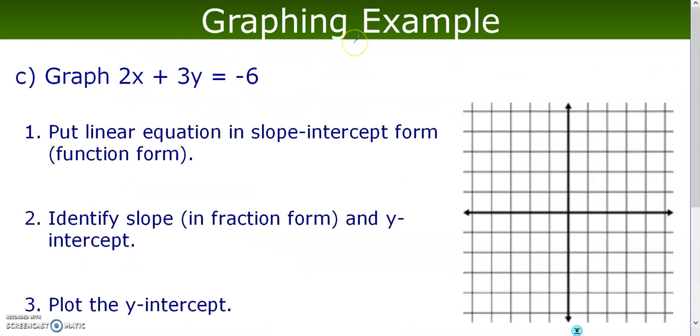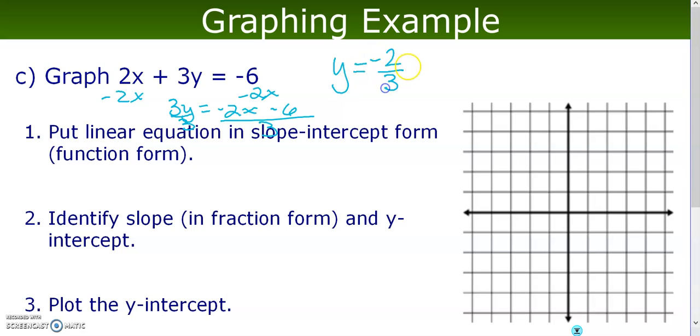All right, let's take a look at this one. We're going to subtract 2x on both sides. Get 3y equals negative 2x minus 6. And then we have to divide by 3 everywhere, and I don't have the room. I'm going to put it up here. I get y equals negative 2 over 3x, and negative 6 divided by 3 is negative 2. So my slope is negative 2/3, and my y-intercept is negative 2.